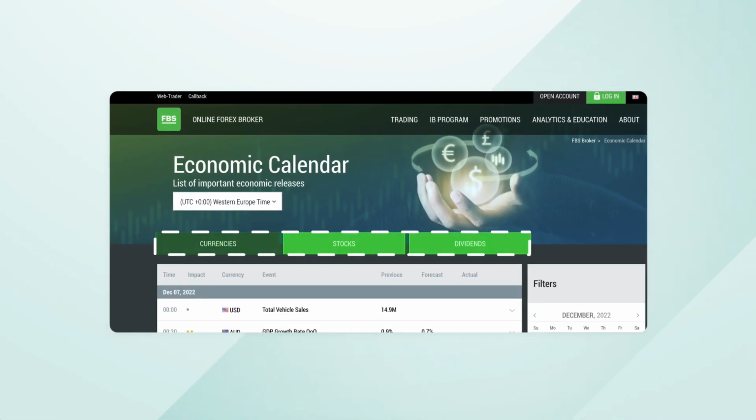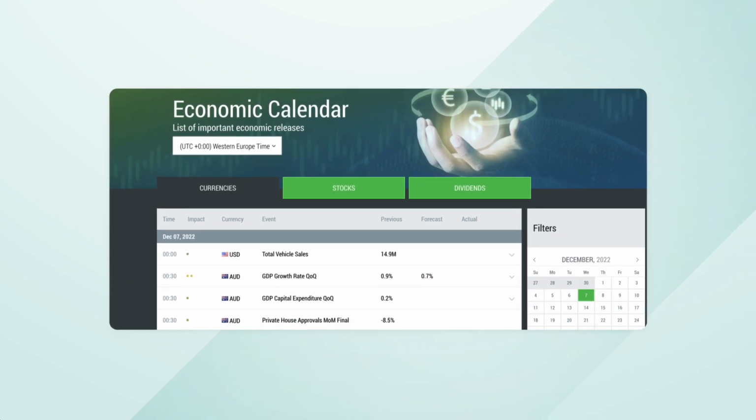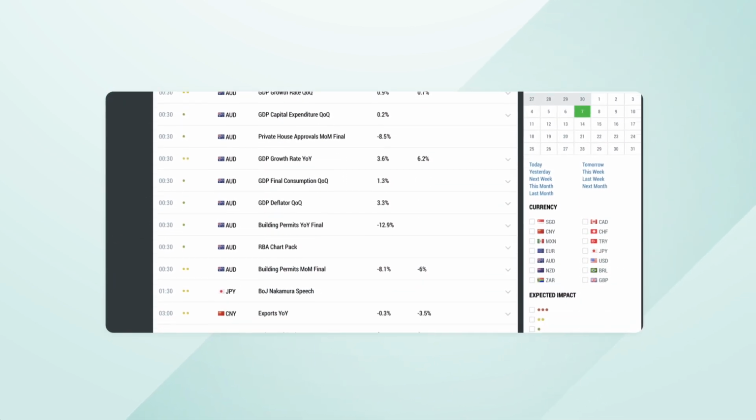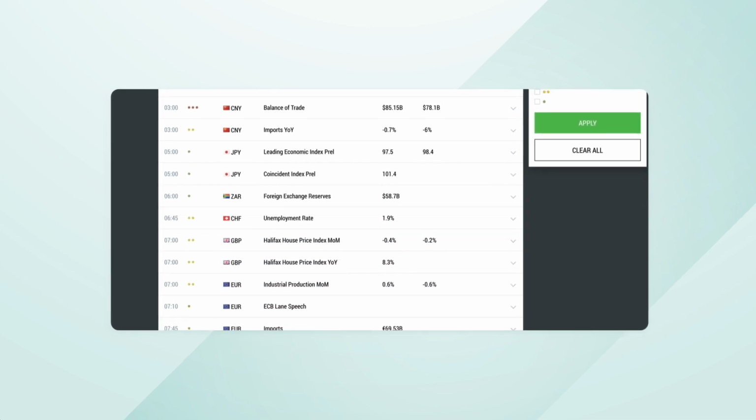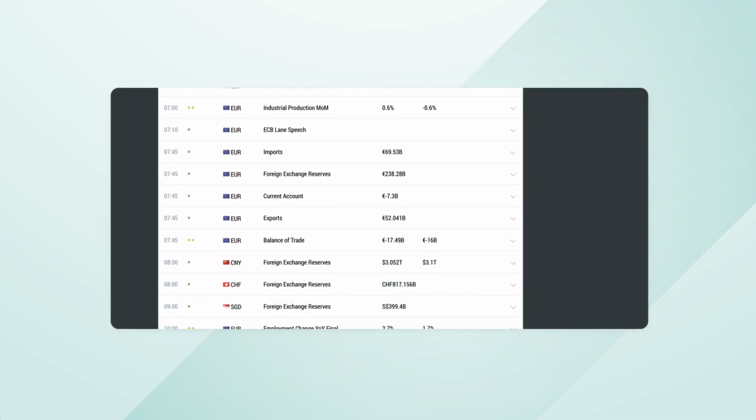As you can see, it is divided into 3 parts based on the markets you follow. The first bar is called currencies, and it has information about the economic releases that have an impact on the Forex market. This is your must-visit part of the website if you trade currency pairs. It helps to sort out the massive flow of information elsewhere, and it has only those events that have an impact on the currency pairs that are traded with FBS.